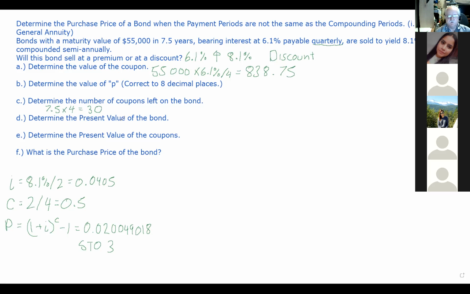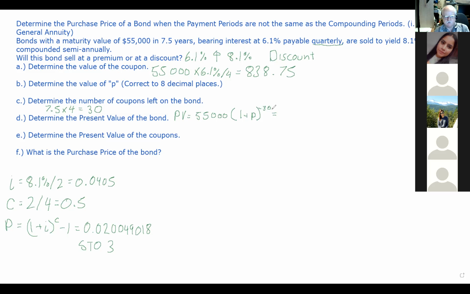Determine the present value of the bond. So present value equals 55,000 times (1 plus P) to the power of -30. So recall 1. Oh no, I didn't store it. Recall 3. And I still didn't store it.